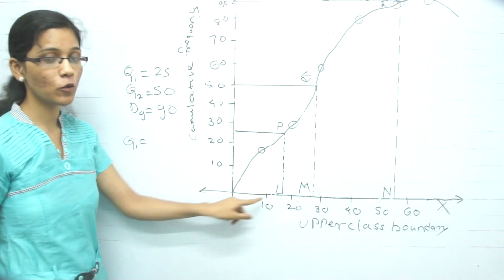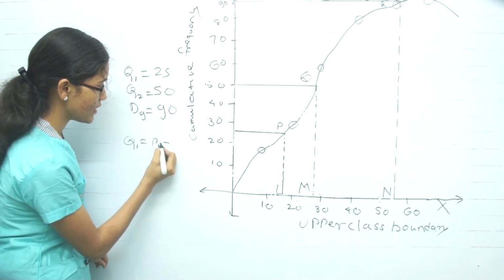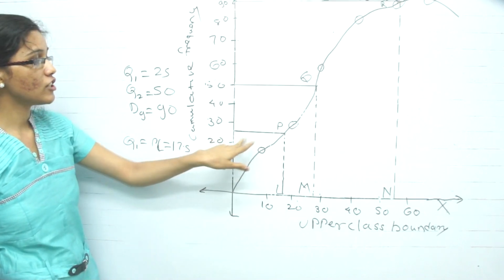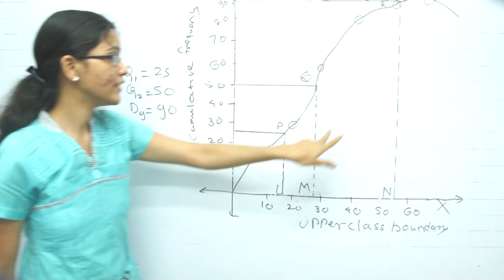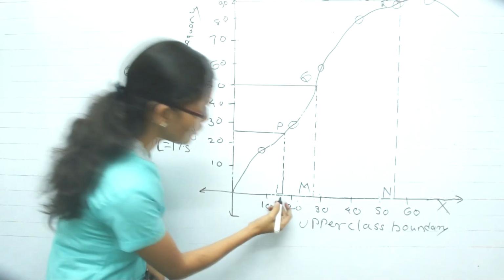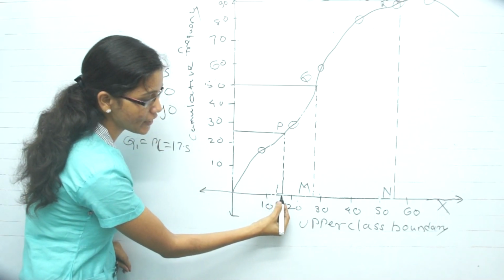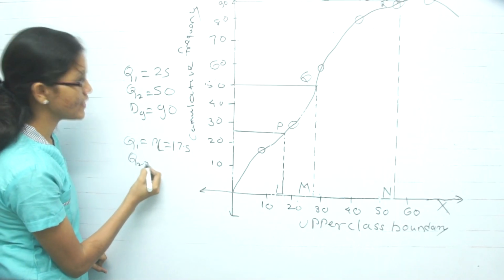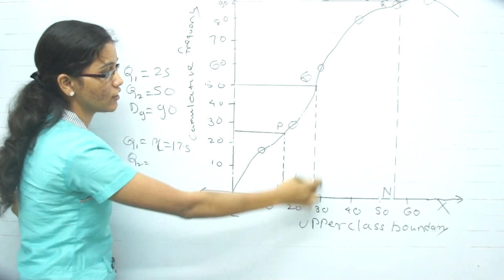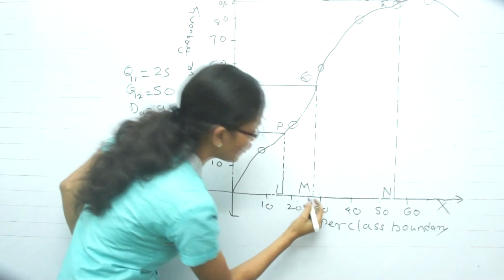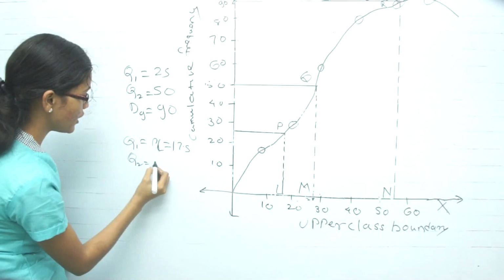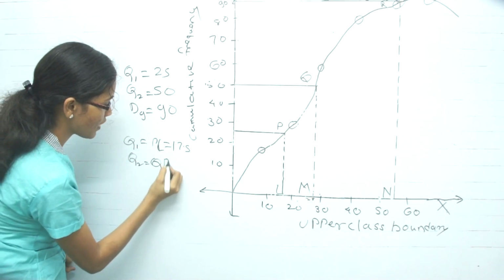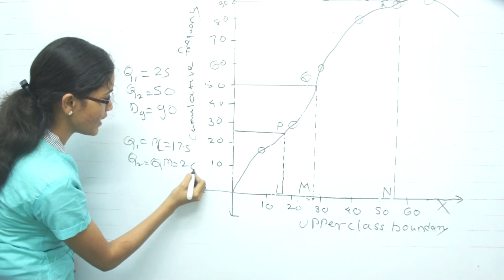So PL is equal to 17.5. PL is equal to what? 17.5. You get the 17.5. You just draw this line. Then you get the 10, 11, 12, 13, 14, then 17, then 17.5. And then second quartile, this second quartile, you got what? Get 28. So this line is QM. QM is what? 28.